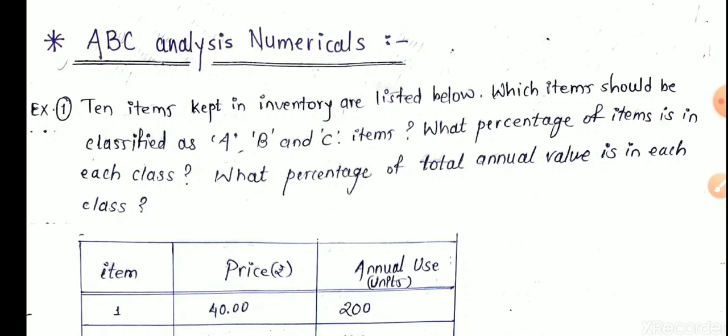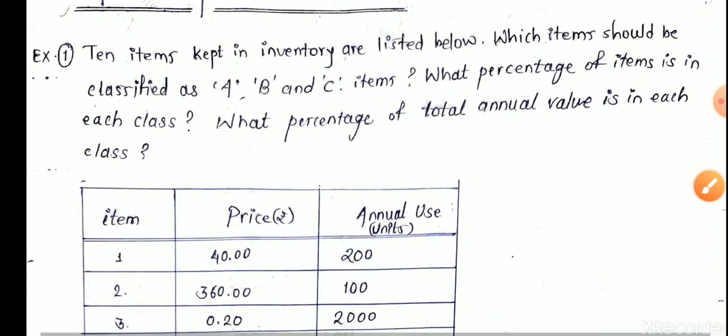Let's consider example number 1. 10 items kept in inventory are listed below. Which items should be classified as A, B and C items? What percentage of items is in each class? What percentage of total annual value is in each class?